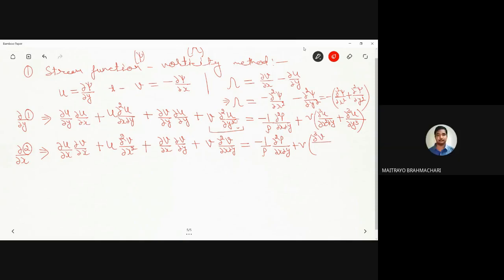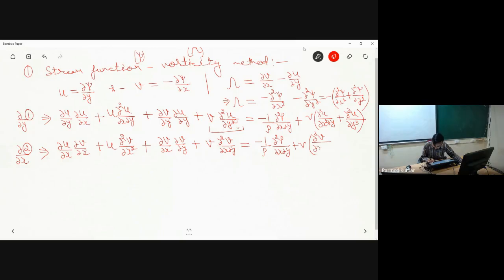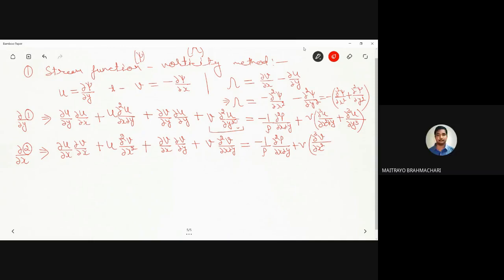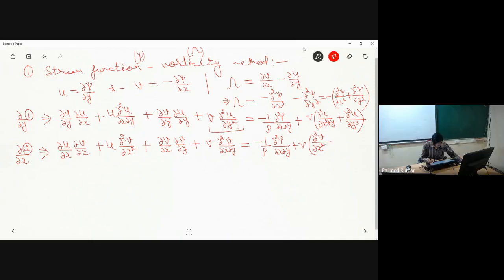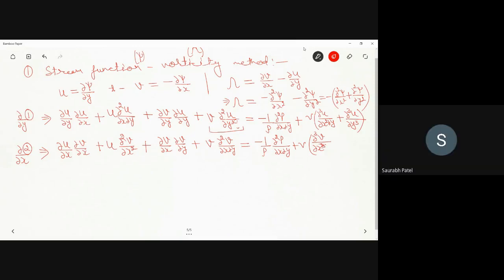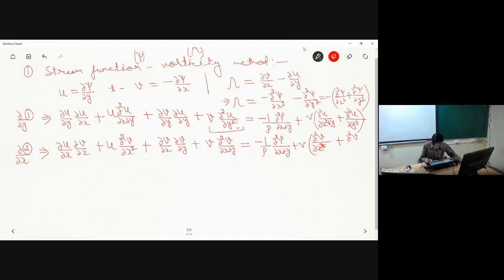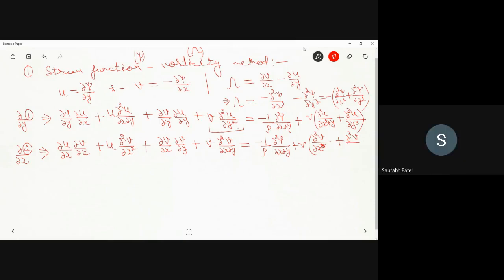del x cube, plus del cube v divided by del x del y square, plus del cube u divided by del x del y square.